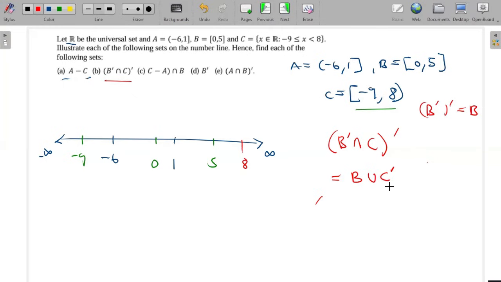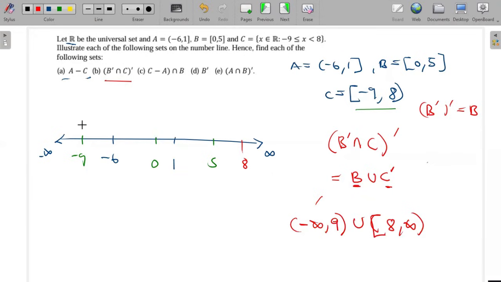So now we already know what our C complement is because we found it before. We found the C complement to be negative infinity to 9, open at 9, union, closed at 8, and then all the way to positive infinity. That is my C complement. And then our B, what is our B? So let's plot first our C complement.